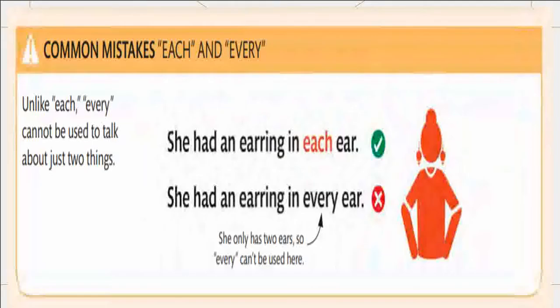Now let us see certain places where we cannot interchange the words each and every. For example, unlike each, every cannot be used to talk about just two things. When you have two things in a group, then you cannot say every. For example, she had an earring in each ear. That is correct. But you cannot say she had an earring in every ear. She doesn't have more than two ears, isn't it? She only has two ears, so every can't be used over here.